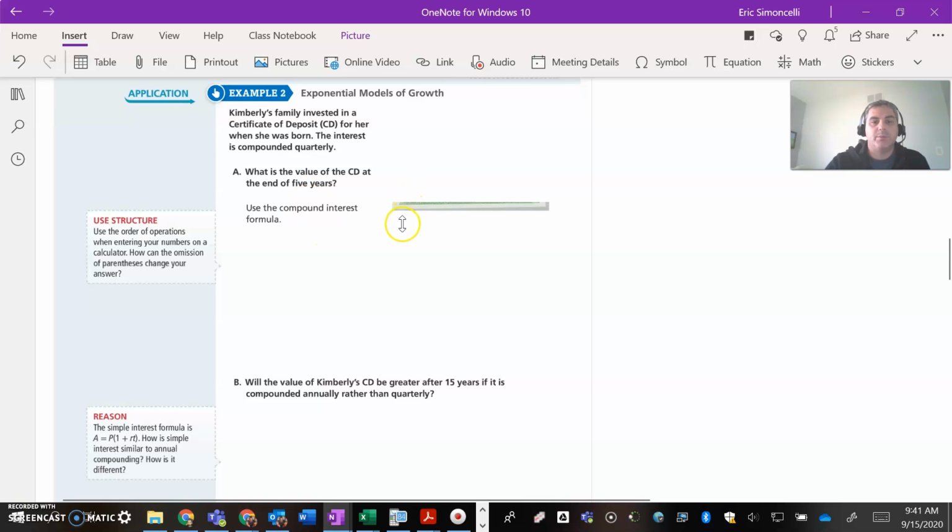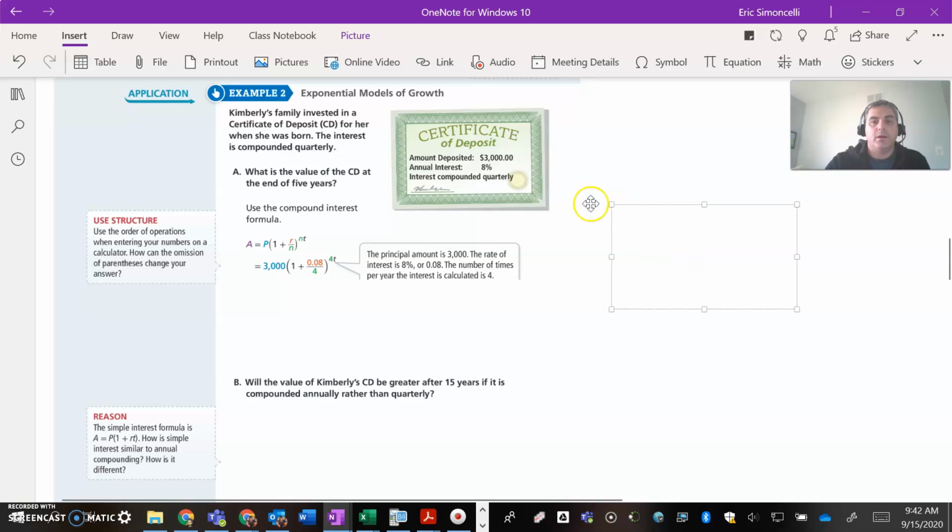So it says use the compound interest formula, which is right here. There is the CD. The amount deposited is $3,000. The annual interest rate is 8%. It's compounded quarterly, which, if T is the time in years, think about it: there are 12 months in a year, so that would be every 3 months. So every 3 months you have 1 quarter. Therefore, 3 times 4 ends up being 12.